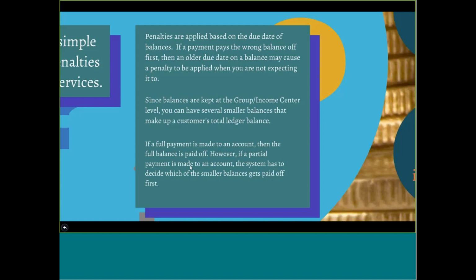However, if a partial payment is made to that account, the system has to decide which of the smaller balances gets paid off first and which ones don't get paid, because you're not going to have the full payment amount. It's going to be a partial payment.